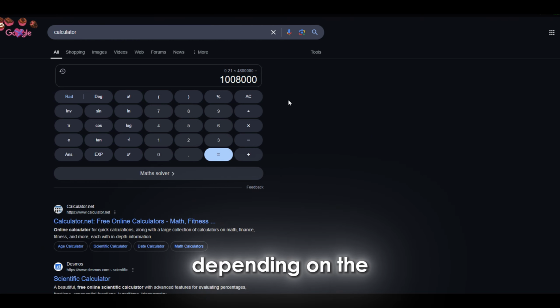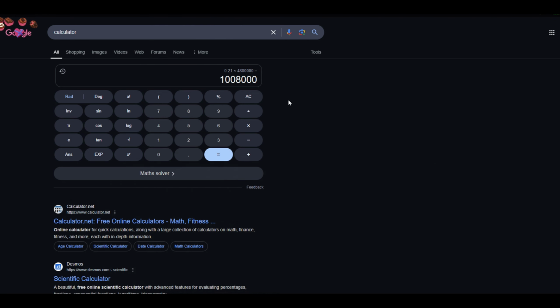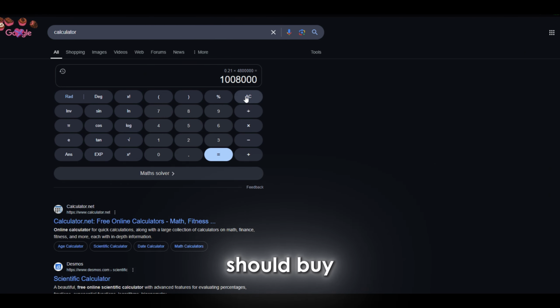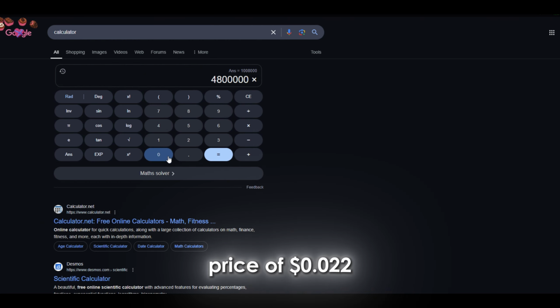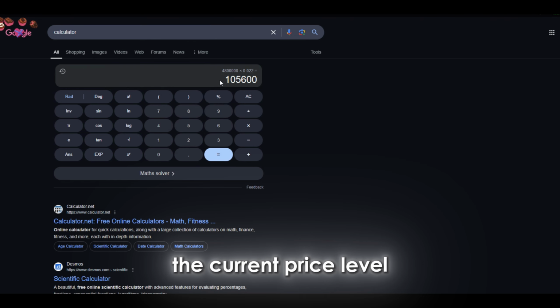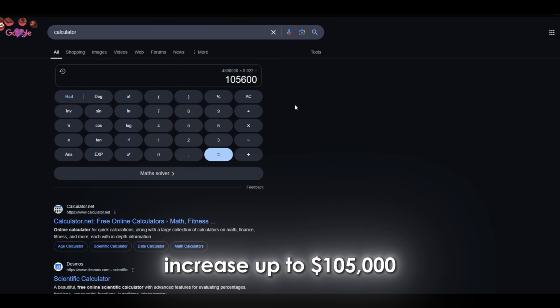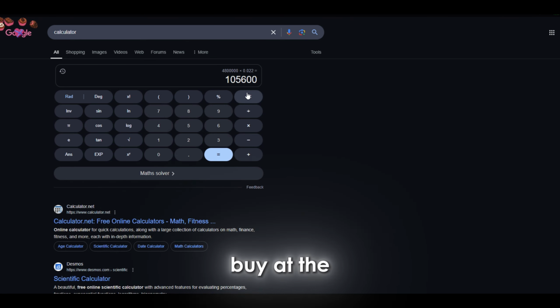This could change depending on the amount of coins the trader currently holds and whether the market can reach this target. And now let's look at how much XCN you should buy at the current price. Yes, the result obtained by multiplying 4,800,000 XCN coins at the price of $0.022 is $105,000. This calculation shows that if you invest at the current price level and the price target reaches 21 cents, your investment can increase up to $105,000. This can be a great earning opportunity, especially if you buy at the right time.